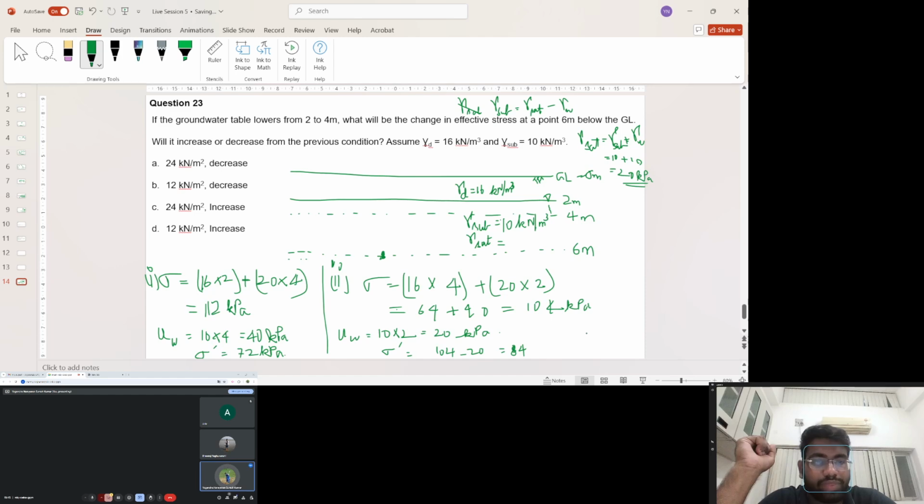All right. Now, if you consider what is happening from case 1 to case 2, there is an increase of effective stress. The magnitude is 12, right? So the option is 12 kilonewton per meter square, and it is an increase.